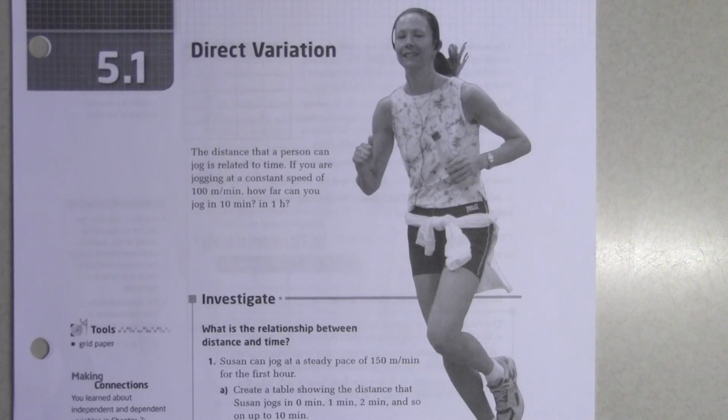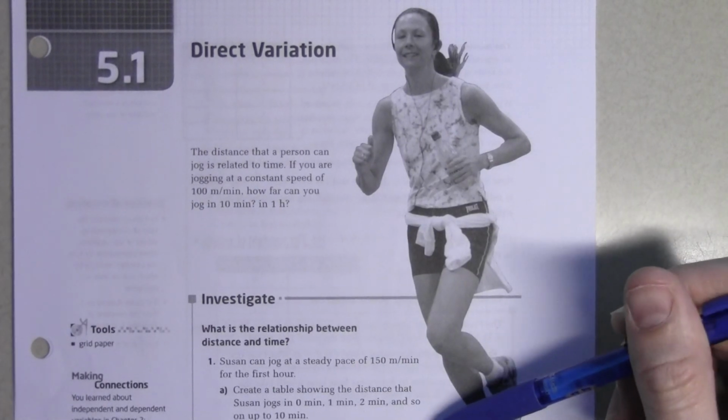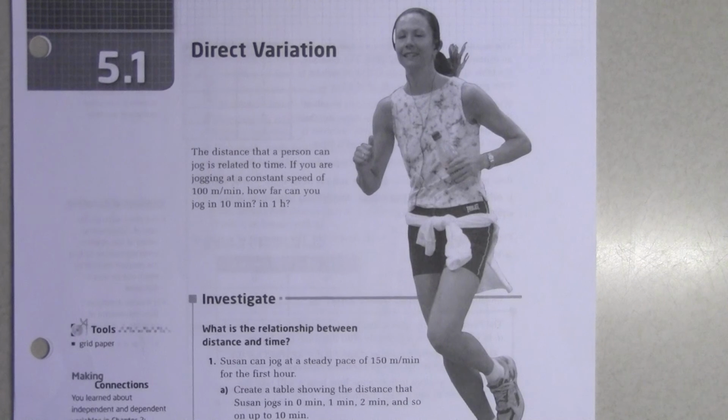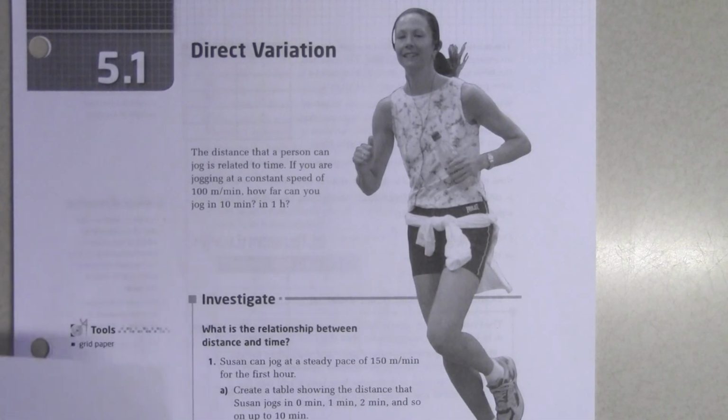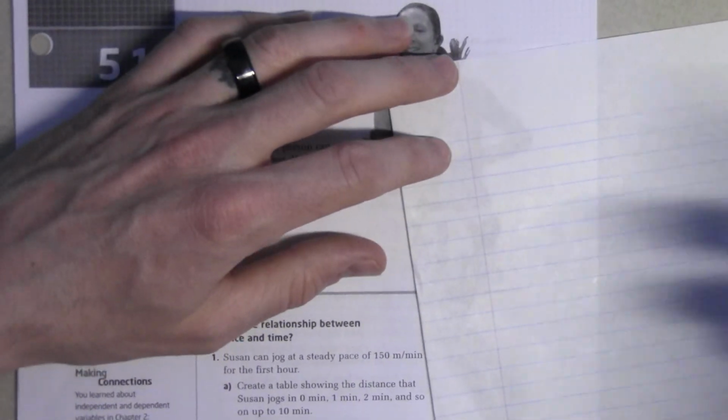Susan can jog at a steady pace of 150 meters per minute for the first hour. Create a table showing the distance that Susan jogs in 0, 1, 2, and so on up to 10. All right, so the first thing, it actually asks us to create a table. So we don't need to know dependent versus independent yet. We'll just create the table.